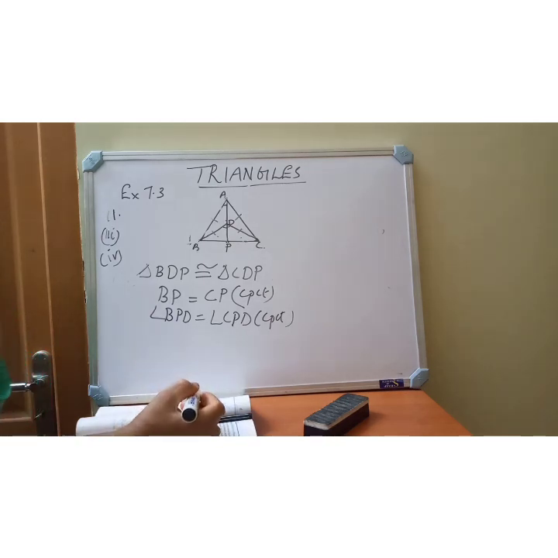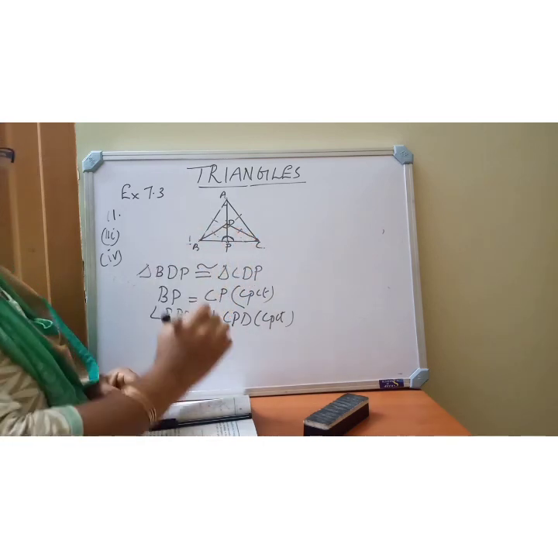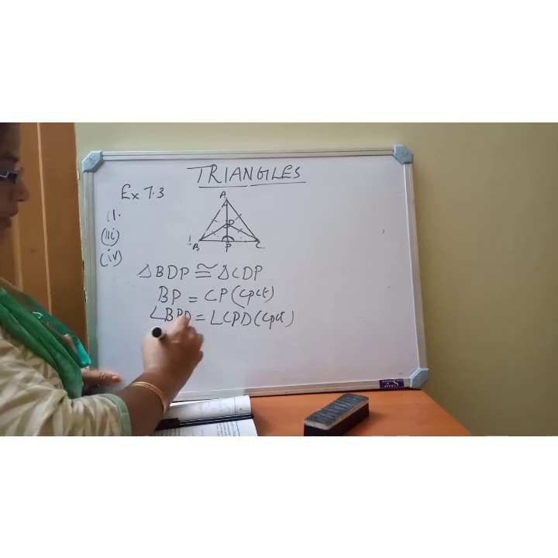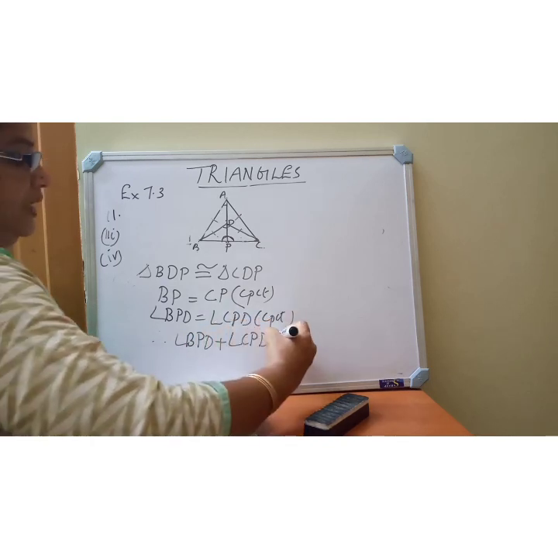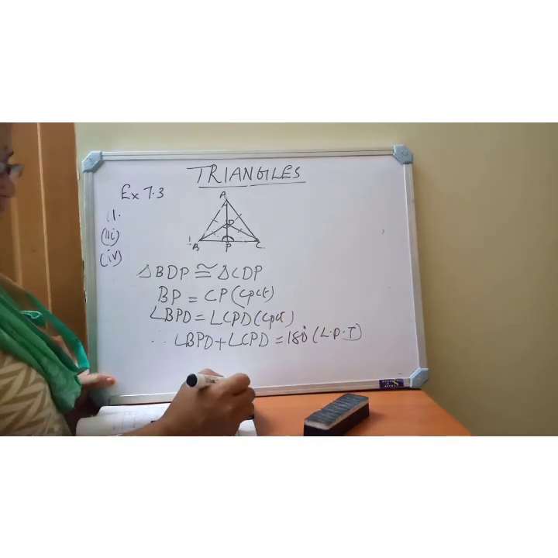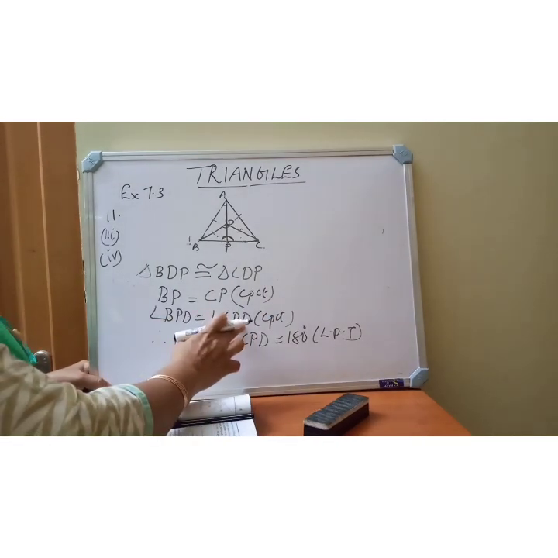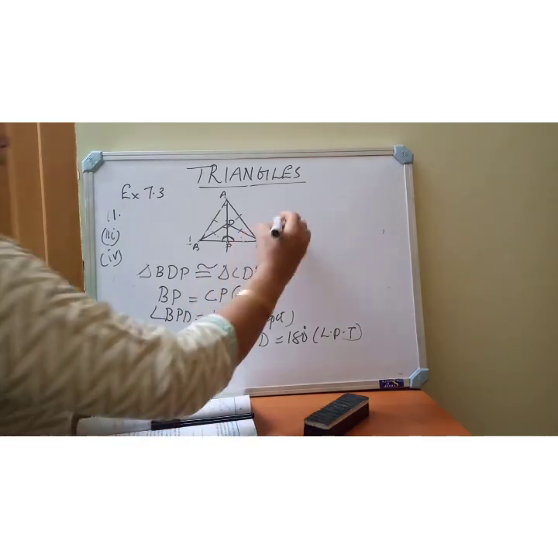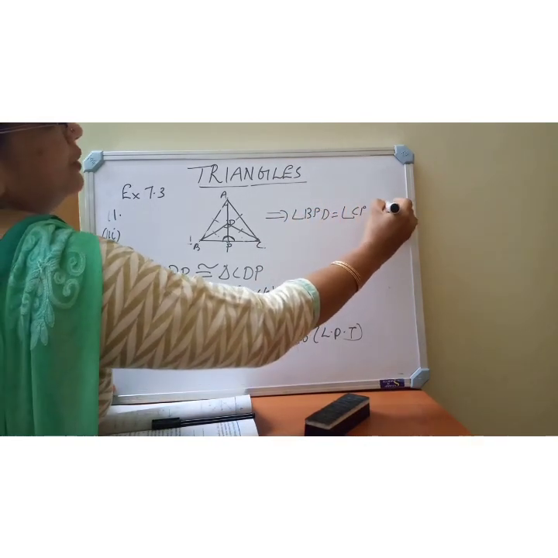Now, this is a line, DP is a ray standing on this line. So what is the linear pair theorem? If a ray stands on a line, the sum of adjacent angles must be 180 degrees, isn't it? So apply the linear pair theorem in this one. Therefore we can write angle BPD plus angle CPD equal to 180 degrees. What did we apply here? Linear pair theorem. Okay. BPD equal to CPD, these two angles are equal. So what will be each angle? Which implies angle BPD is equal to angle CPD equal to 90 degrees.